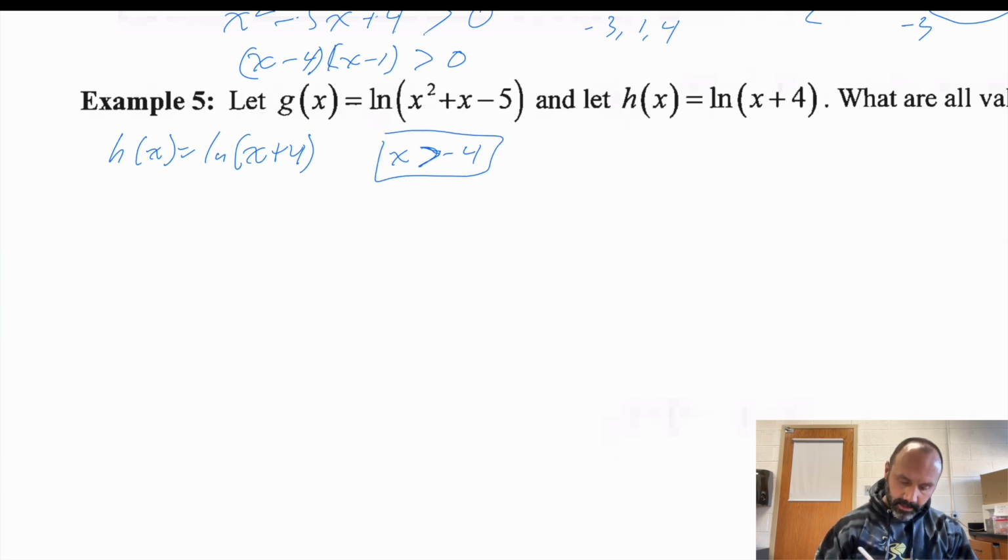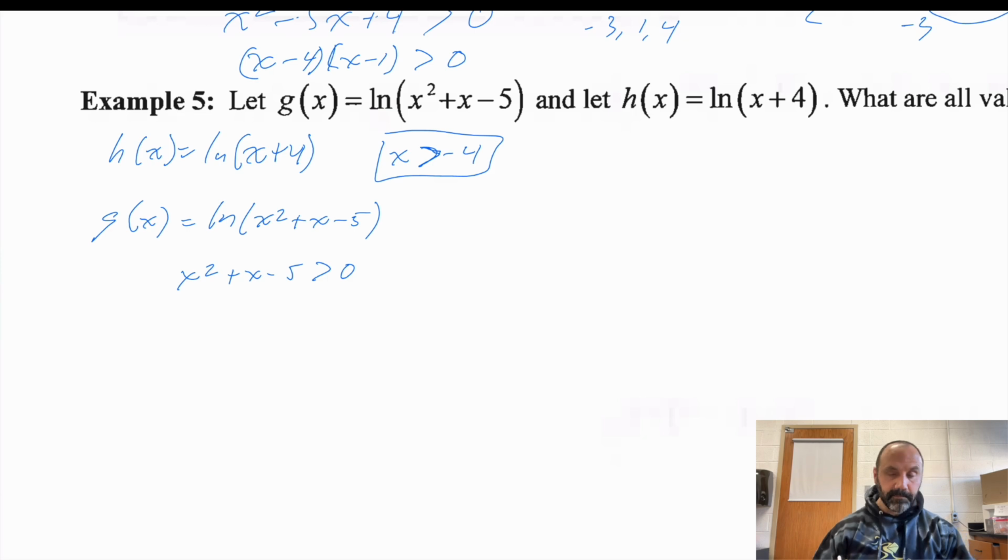And then g of x, natural log of x squared plus x minus 5. So we're looking for the place where x squared plus x minus 5 is greater than 0. So we have to solve this. And this gets messy. We use the quadratic formula. And what we end up with is x has to be less than, right, so we're looking for the places where it's greater than 0.